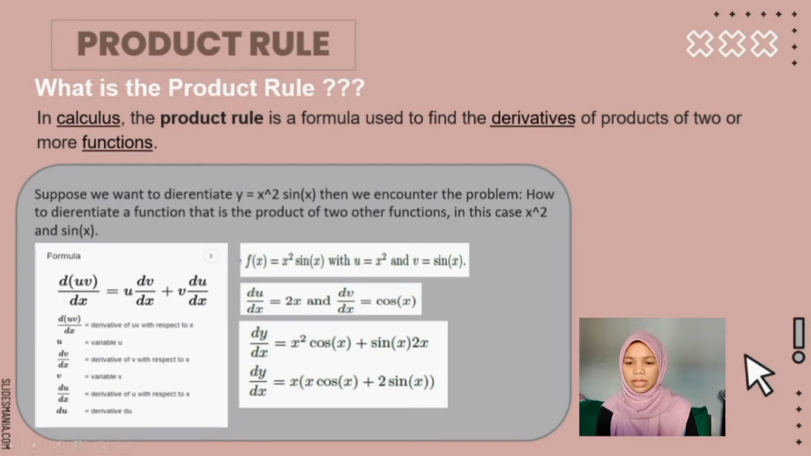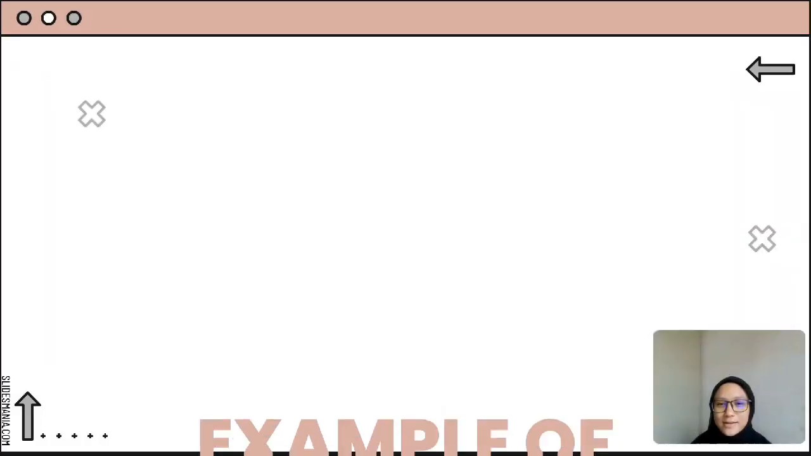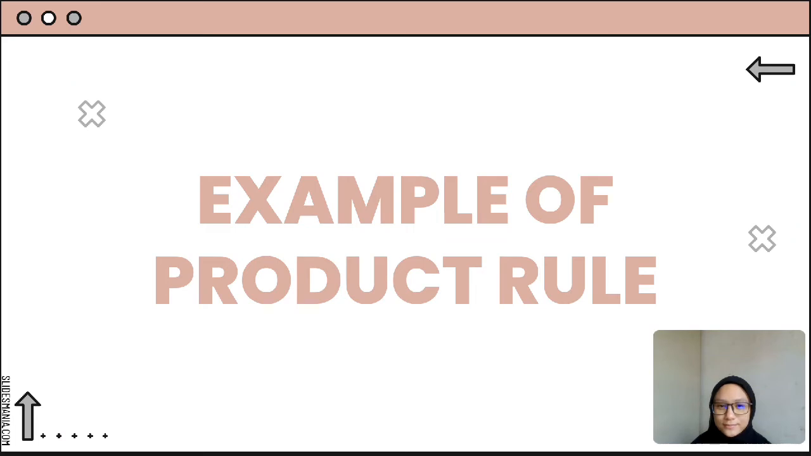and we simplify it, and it will be dy/dx equal to x to the power of 2 cos x plus 2x sine x. Okay, that's all from me. Let's look at the next slide for more examples of the product rule. Now let's take a look at some examples of the product rule.